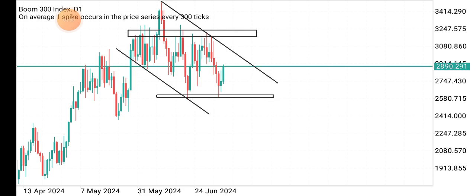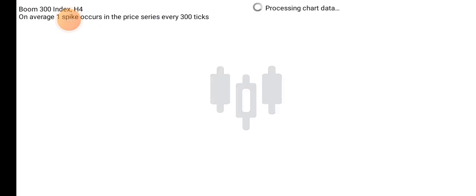All right, so let's go to the 4-hourly time frame, because at this point we can't really get something to trade at this point. Let's go to the 4-hourly time frame, guys.